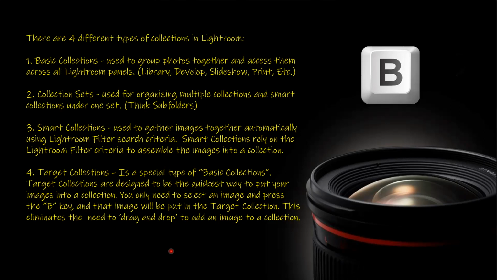No matter which folder in your hard drive organizational system, you click on an image with the letter B, that will automatically go to the target collection. It eliminates the slower way to do it, which is drag and drop. However, you can only have one target collection working at a time. So you click on the collection, make it a target collection, do your additions using the B key, and then when you're finished, unclick it as a target collection.